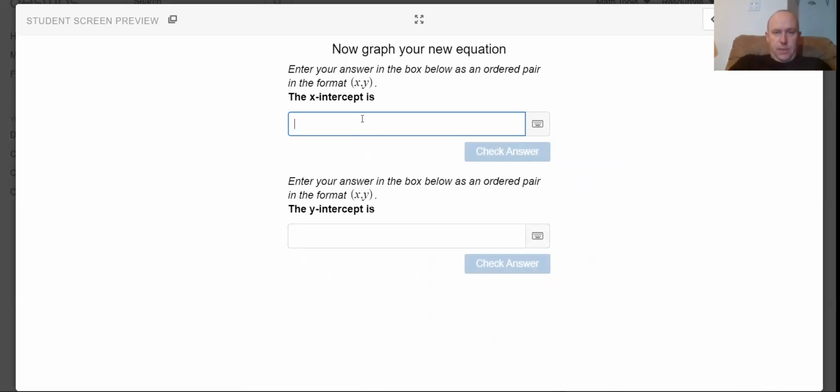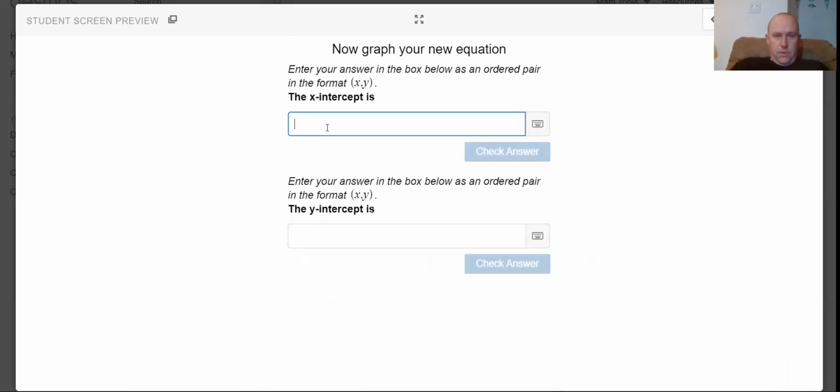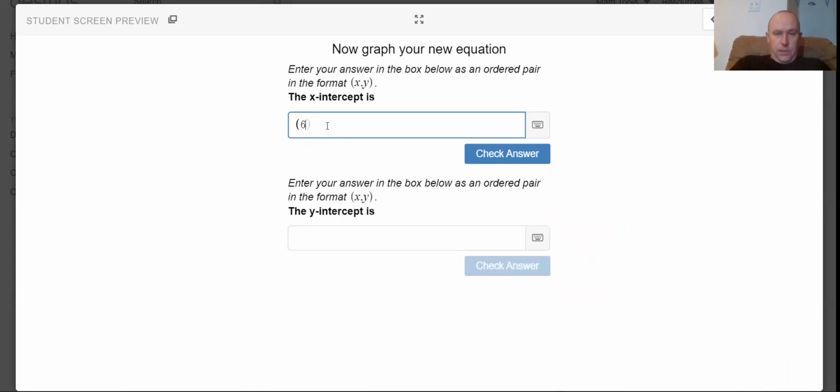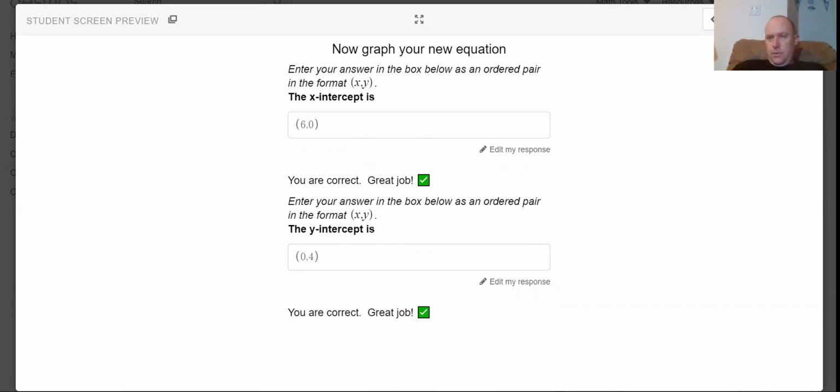So the x-intercept, if it asks you for the coordinates, it was 6, so it would be 6, 0. And the y-intercept would be 0, 4. So make sure the y value is 4. And you can see that those are good.